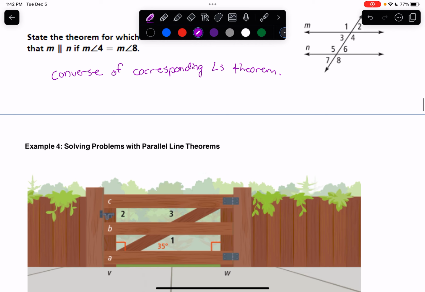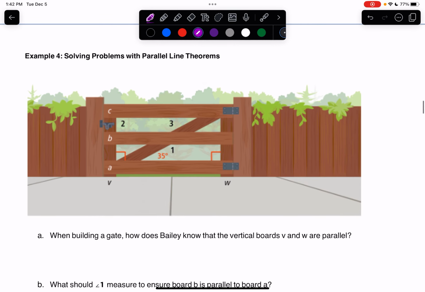Right, then we've got example 4 where we're going to solve problems with these parallel line theorems about this barn gate. So if Bailey's building this gate, it says when building a gate, how does Bailey know that the vertical boards V and W are parallel? We can see that V and W are both perpendicular to A. And we had a theorem about that.